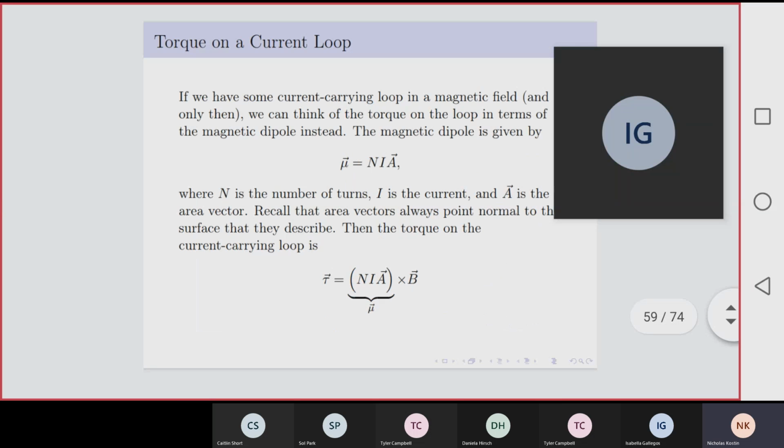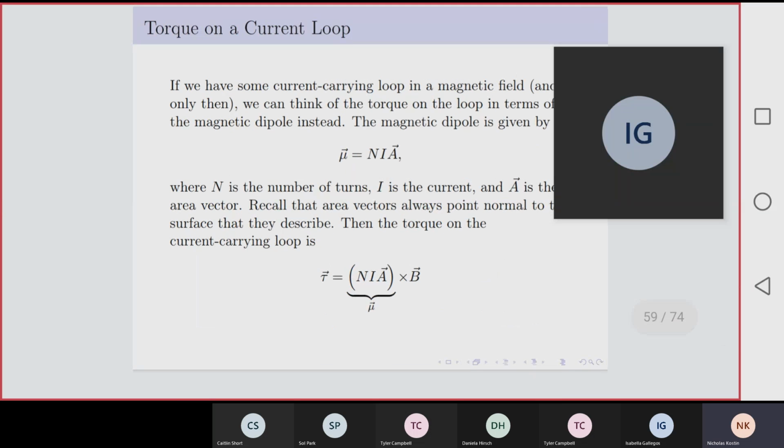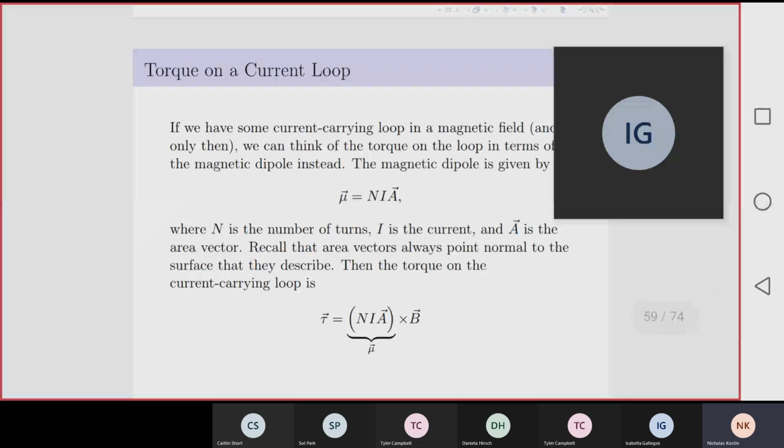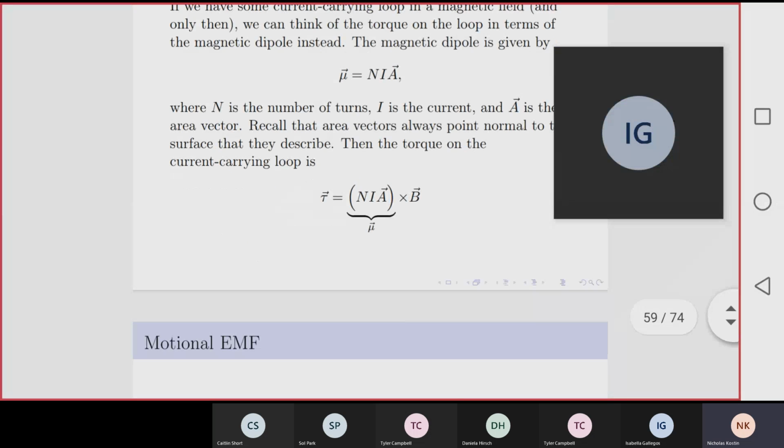And if it's a closed current carrying loop, then we can define the magnetic dipole as mu equals N i times the area vector, where the area vector is normal to the loop that defines it. And then the torque is just that magnetic dipole mu cross B. All of this is on the equation sheet.